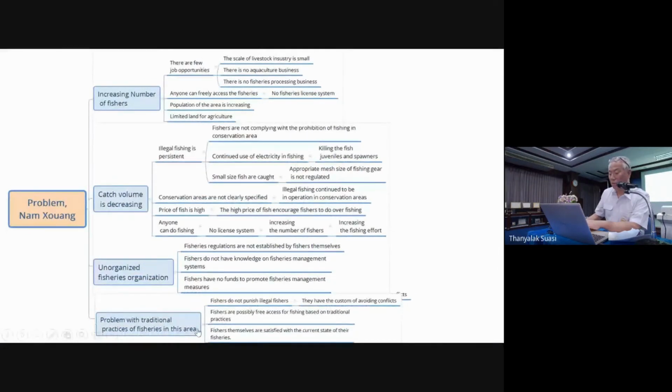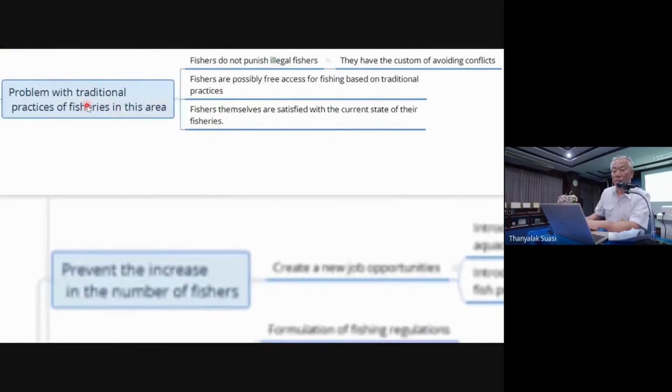And the final issue, this is interesting for me: traditional practice. Why traditional practice? Fishers do not punish illegal fishing. They have a custom of avoiding conflict. Lao people don't like conflict. And there is free access. This is the basic traditional thinking, because fishermen can fish freely with no license, so they cannot be stopped.